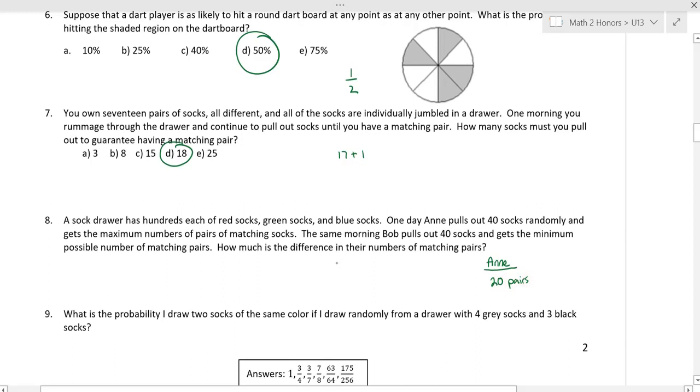For Bob, he pulls out 40 socks and gets the minimum possible number of matching socks. What is the difference between their numbers of matching pairs? And this one's maybe a little harder to get your head around.